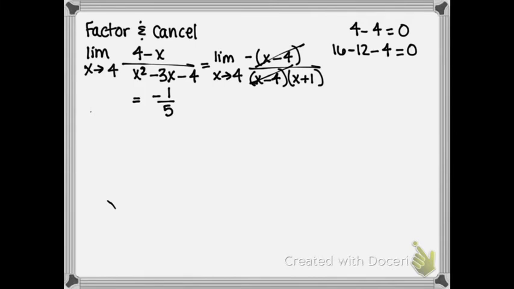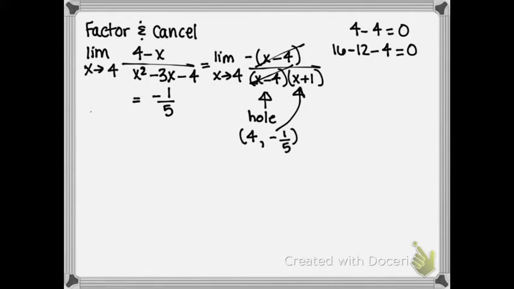So let's talk about what's happening on this graph. Do you see how there was a term that canceled out? That means the graph has a hole. Where is the hole on the graph? Well, the hole is at x equals 4. And then we plug 4 into the remaining expression, and that's where we get the negative 1/5.